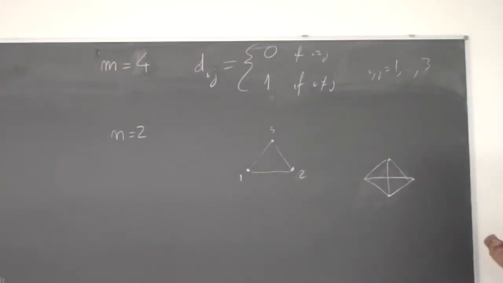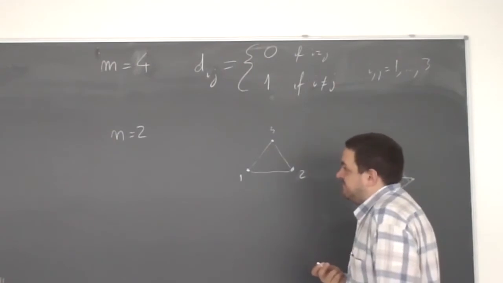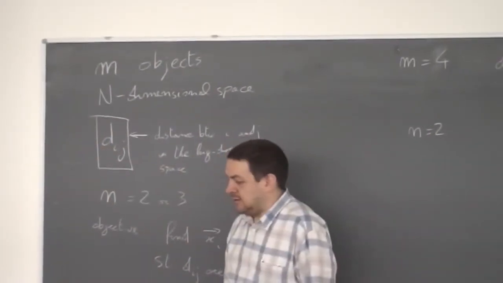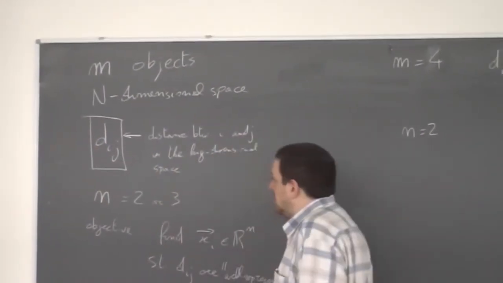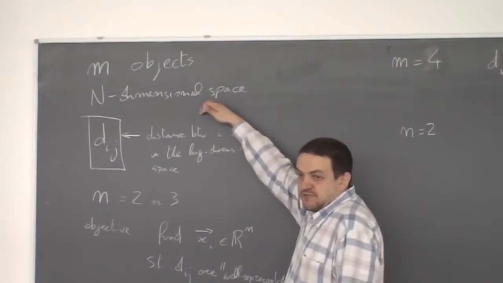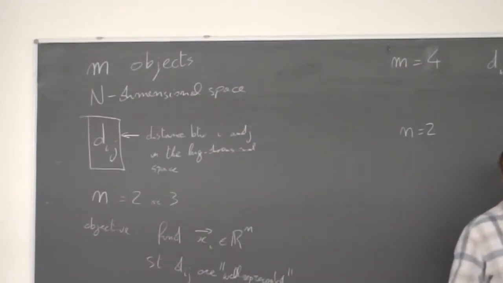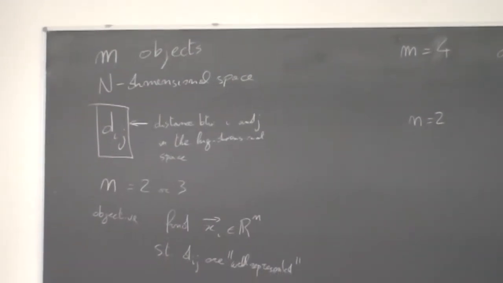So we can expect that if these distances are computed in a high-dimensional space, there's no way to reproduce them exactly in 2 or 3 dimensions.